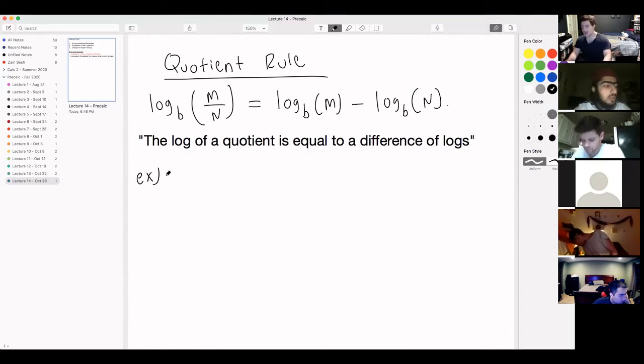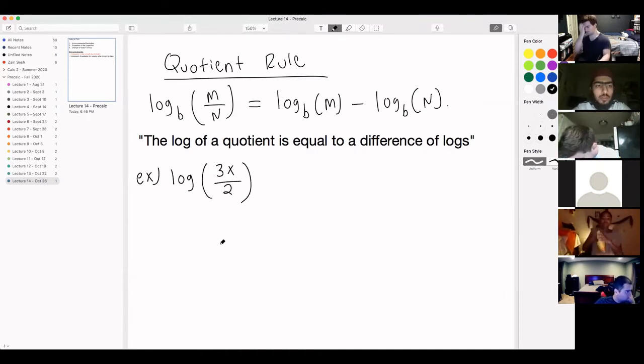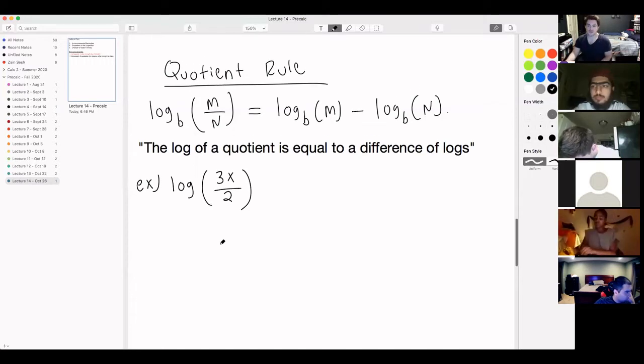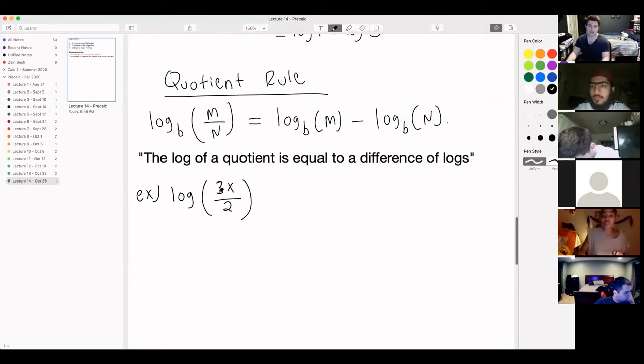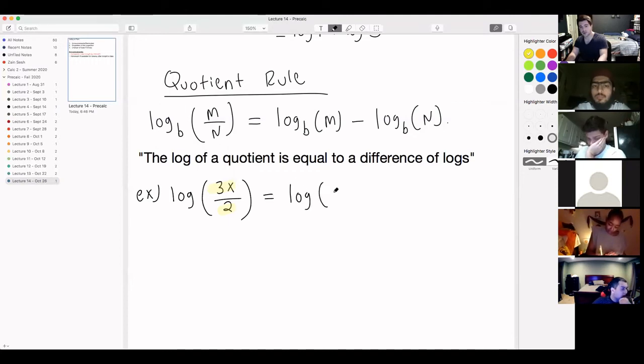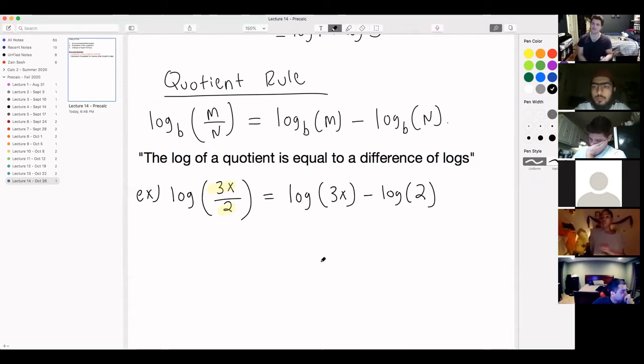So we'll have log of 3x divided by 2. We need to realize the input of the logarithm as a quotient, as a fraction. This is definitely a fraction. We have 3x in the numerator and a 2 in the denominator. So we just have to plug it into this formula. It's going to be log of the numerator, 3x, minus log of the denominator, which is 2. That's it. You just have to split up the top and bottom of your fraction.